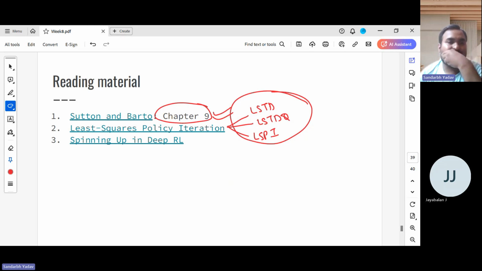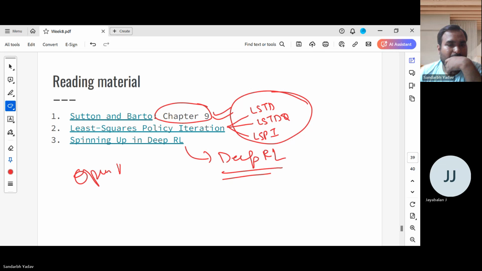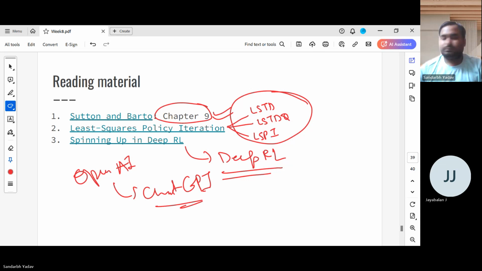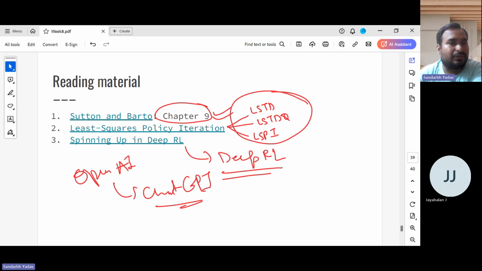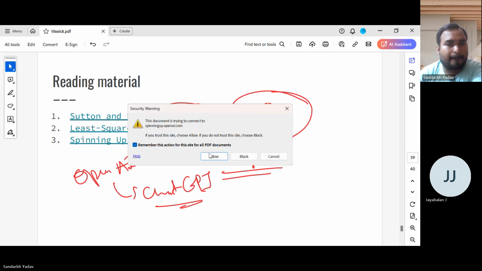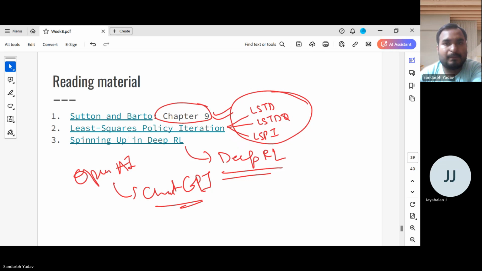Again, one more thing which I wanted to share is this blog. This is from OpenAI. So OpenAI you might already know through ChatGPT. So let's go to this link. Okay, I'll share this browser again.